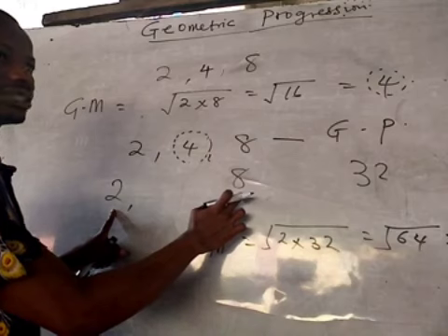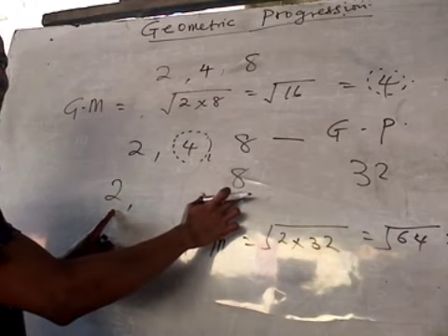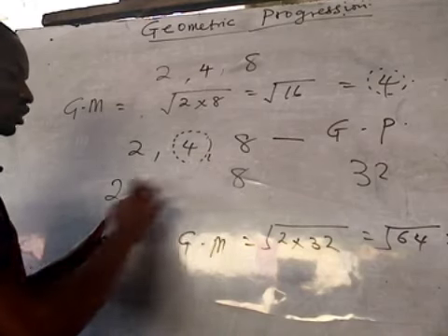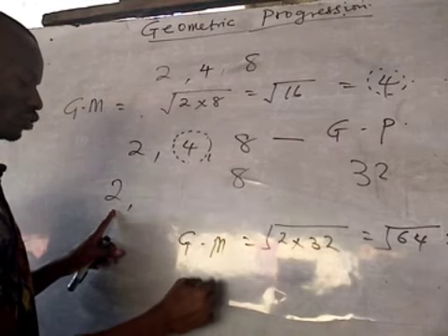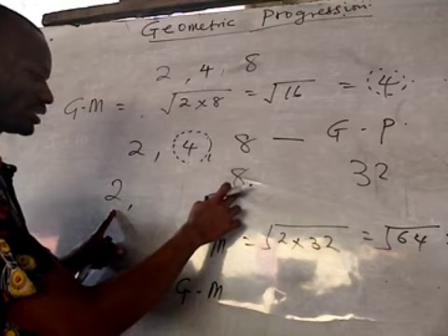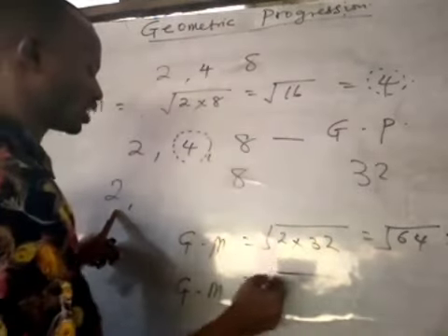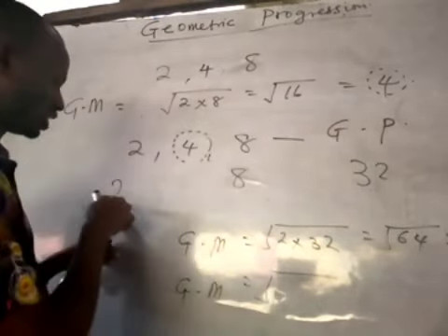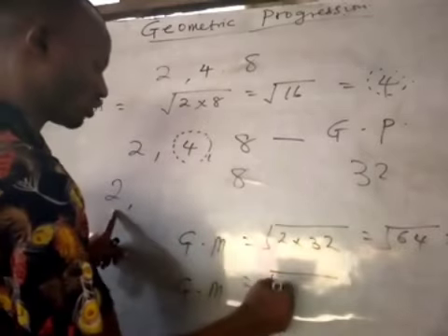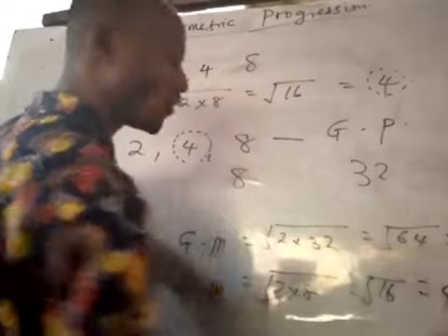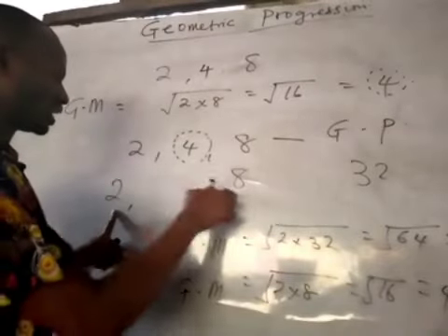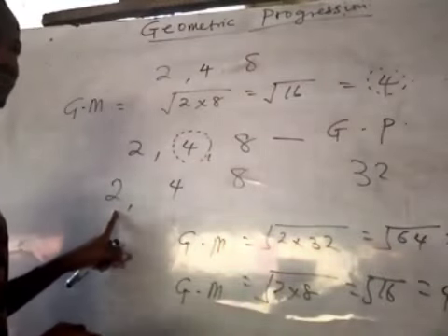Now, in the same vein, if we consider these two numbers, 2 and 8, it is also possible for us to insert a geometric mean in between 2 and 8. The geometric mean of 2 and 8 will give us the square root of 2 times 8, which equals the square root of 16, which gives us 4. So the geometric mean between this and this is 4. We insert it.